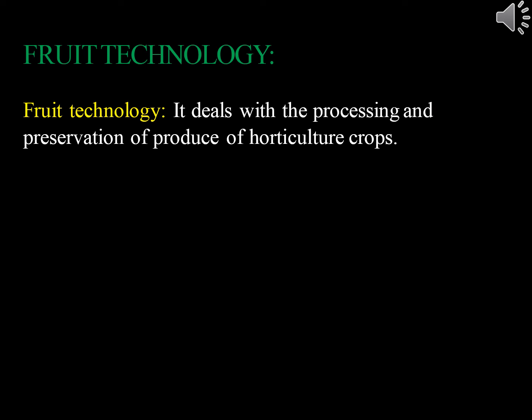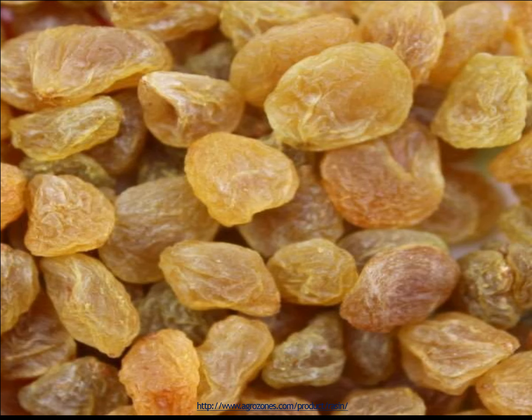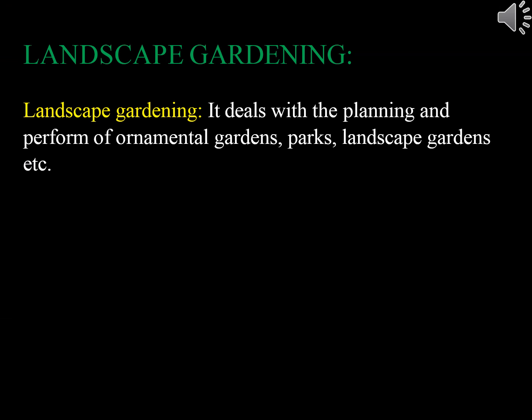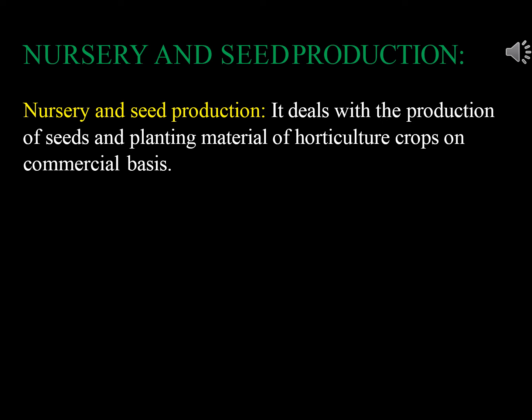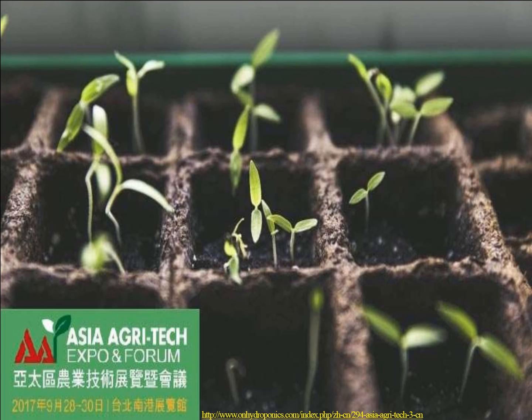Fruit technology. It deals with the processing and preservation of horticultural products. Landscape gardening. It deals with the planning and performance of ornamental gardens, parks, landscape gardens, etc. Nursery and seed production. It deals with the production of seeds and planting materials of horticultural crops on a commercial basis.